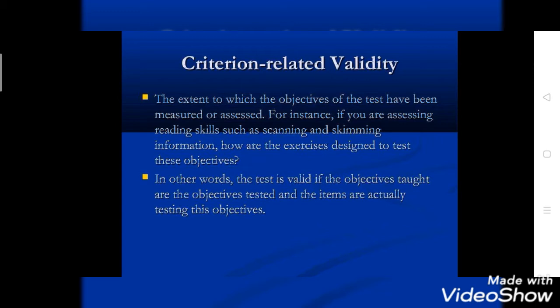The extent to which the objectives of the test have been measured or assessed. For instance, if you are assessing reading skills such as scanning and skimming information, how are the exercises designed to test these objectives? In other words, the test is valid if the objectives taught are the objectives tested and the items are actually testing these objectives.